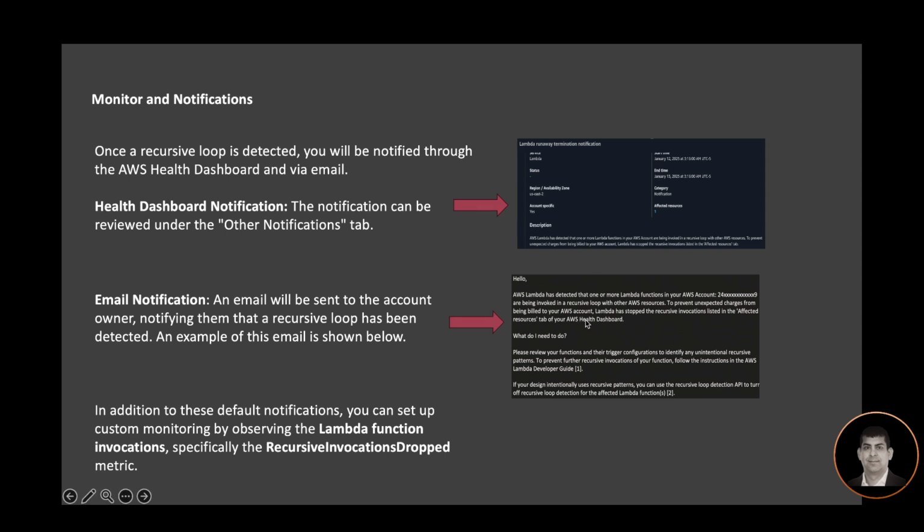And this is how the email looks, right? It will say AWS Lambda has detected that one or more Lambda functions in your AWS account have a recursive loop, and then it will tell you what you need to do: review this, look at your design and so on. Now these are the two examples of notification. Like I said, in addition to these, you can set up your own custom monitoring. You can monitor the Lambda function invocation. You can also monitor the recursive invocation dropped metric, and that way you can have your own view and notifications.